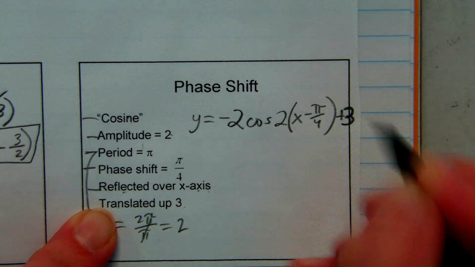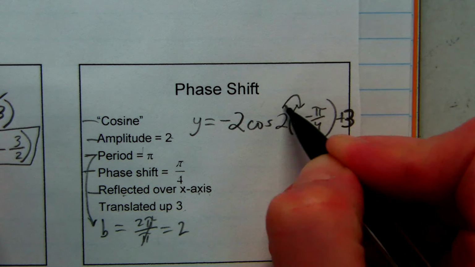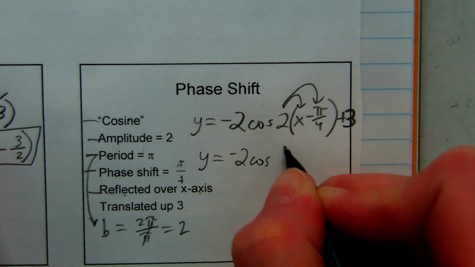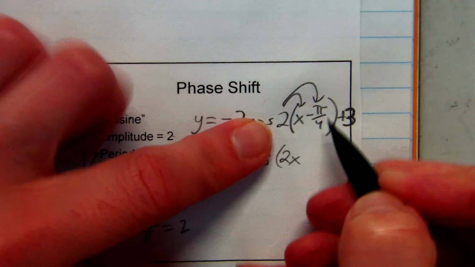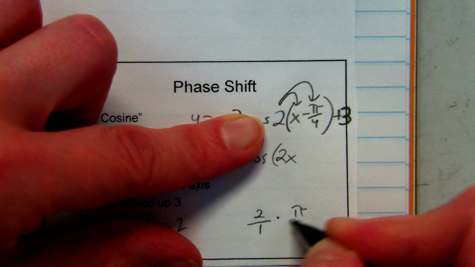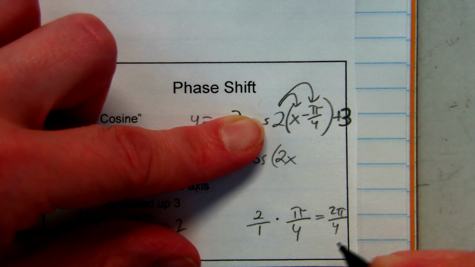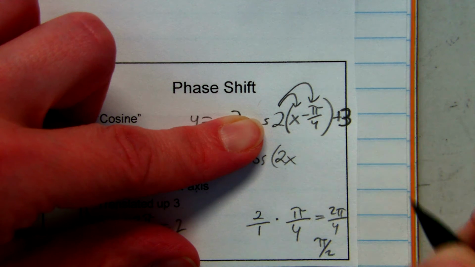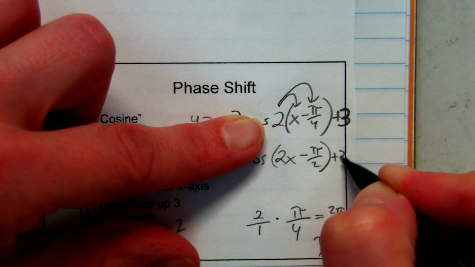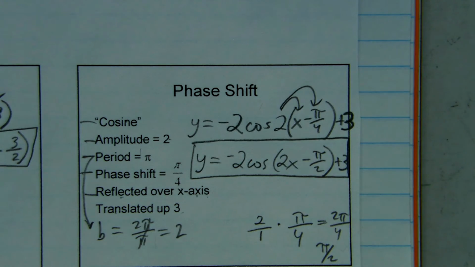So we're sort of combining everything we've learned all into one lesson. And then the only thing we have to do is redistribute this out. So I have negative 2 cosine 2x. I have to take 2 times pi over 4. If you need to, you can make that 2 over 1 times pi over 4 down here to kind of think that through. That becomes 2 pi over 4, which reduces to pi over 2. So I'm going to have 2x minus pi over 2 in there, and then plus 3 on the end. And that is it.